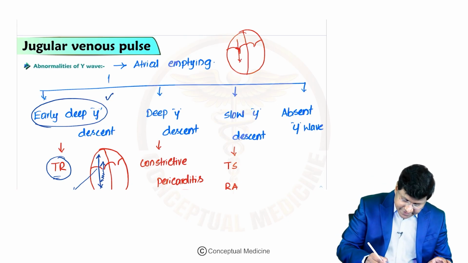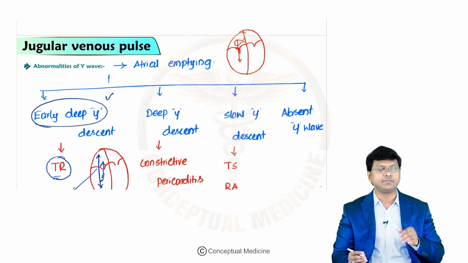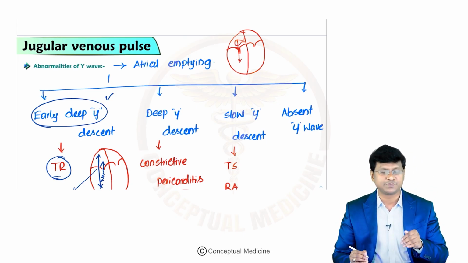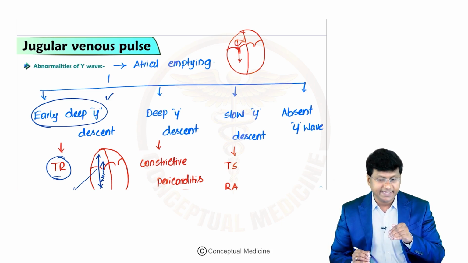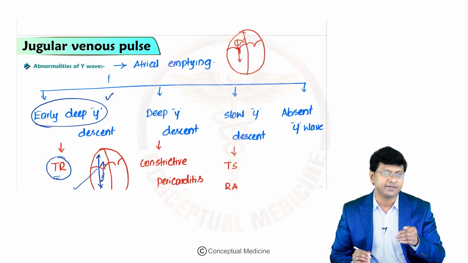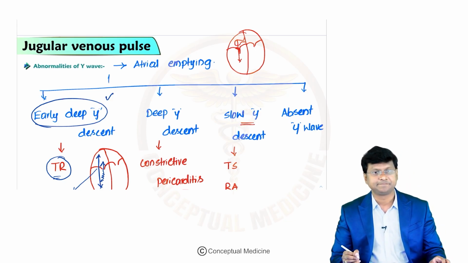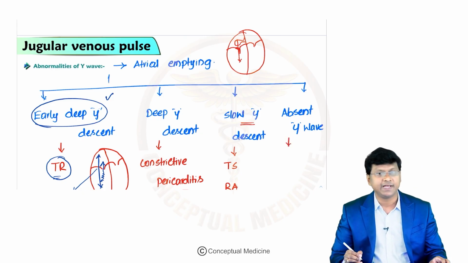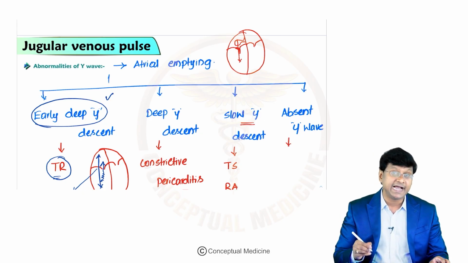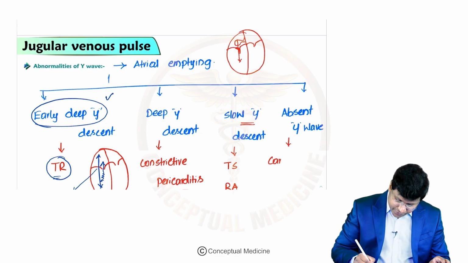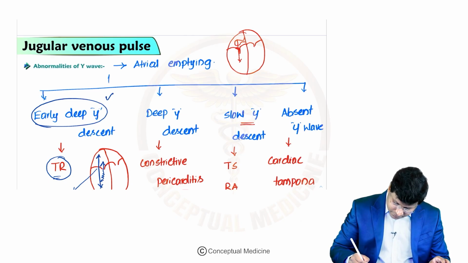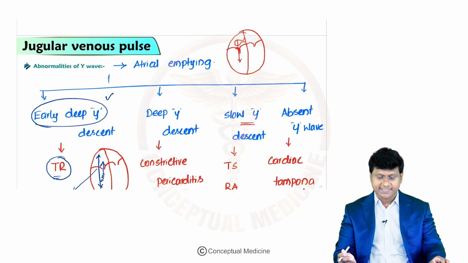The same thing happens if there is a right atrial myxoma. The right atrial myxoma will obstruct the tricuspid valve, and thereby it will take more time for the blood to move from the right atrium to the right ventricle. So that will result in the slow Y descent. Next, the condition where you have the absent Y wave. You will have that in patients with cardiac tamponade.